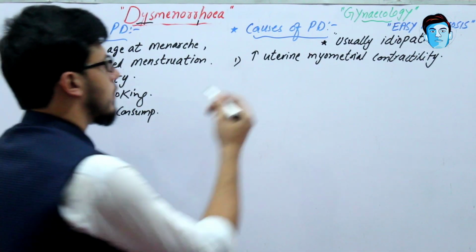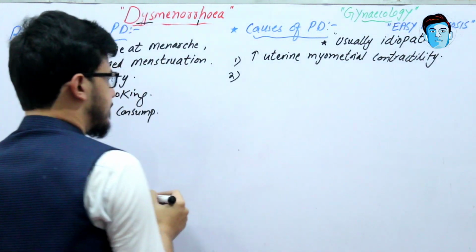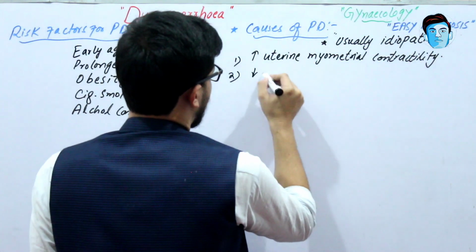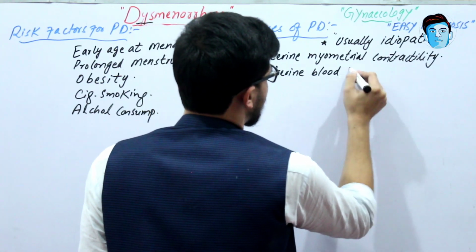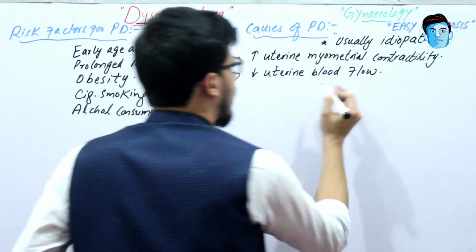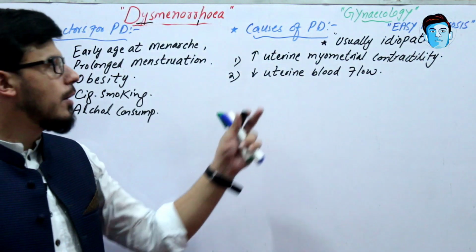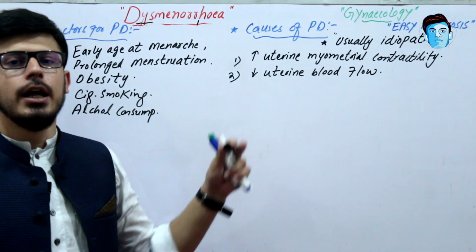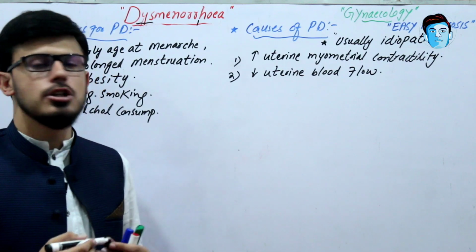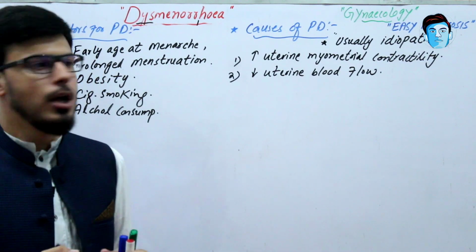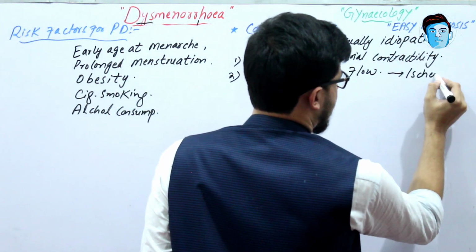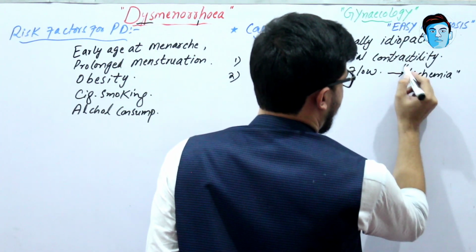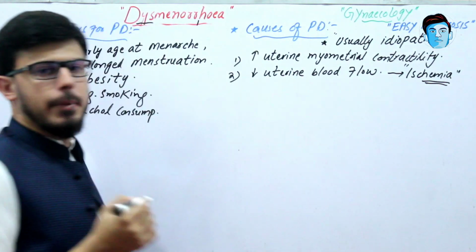Now the second cause for primary dysmenorrhea is decreased uterine blood flow. When blood flow decreases to the uterus, majorly to the endometrium and myometrium, ischemia occurs in that condition. That ischemia also leads to pain during menstruation in patients.